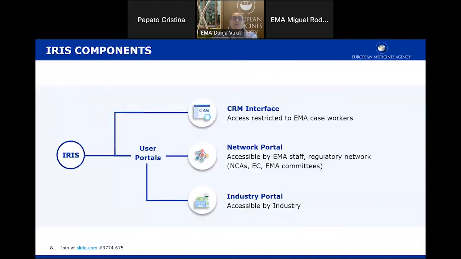IRIS is a system that has three components. It has three different user portals aimed at three different groups of stakeholders. The first one is the CRM interface, and the access to this is restricted to EMA caseworkers. In case of GVP inspections, it's the GVP inspection coordinators. The second part is the network portal. This part is accessible by the EMA staff, but also by the regulatory network. In case of inspections, the inspectors, assessors, and experts that are joining inspectors on inspections. And the third part is the part for industry. So this is the part where the industry can see the information regarding their products and their procedures.